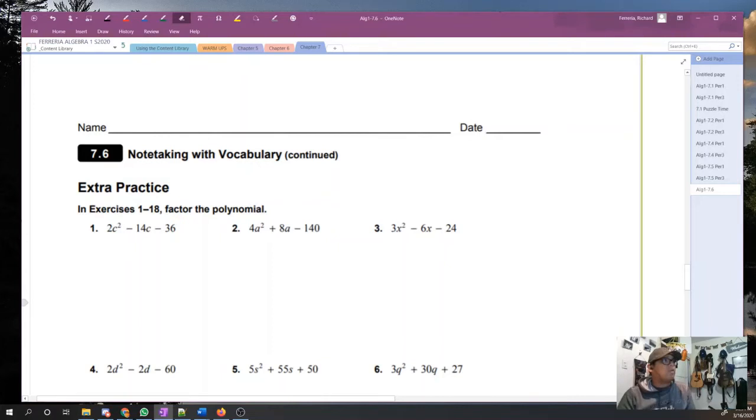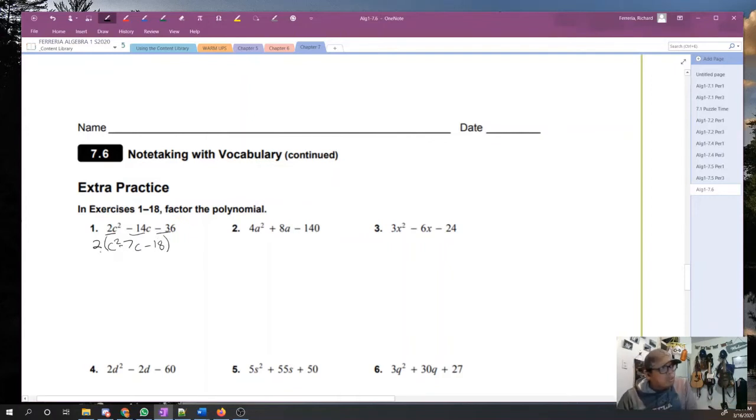Okay, so we're taking a look at question 1 here. And we got 2c squared minus 14c and minus 36. So the first thing you need to do is, if you see that they have a greatest common factor, and they do, you want to divide that out first. So 2, 14, and 36, we can divide that all by 2. So 2c squared divided by 2 is just c squared. Minus 14 divided by 2 is minus 7c. And then minus 36 divided by 2 is negative 18. Okay, that looks pretty good.